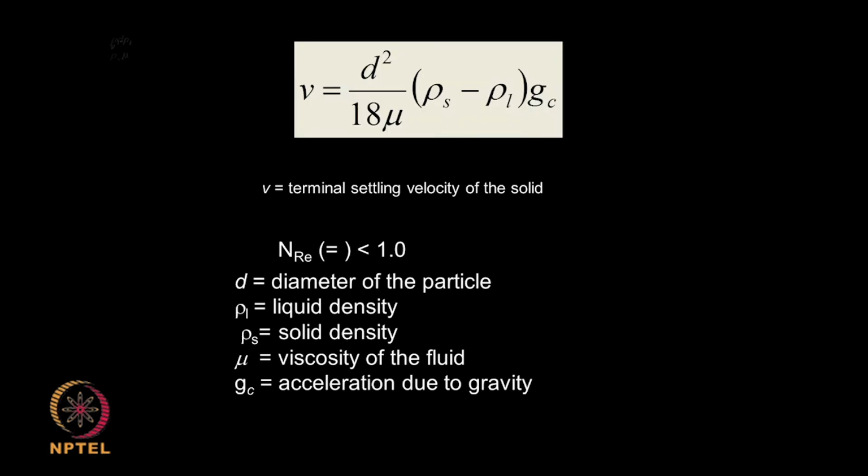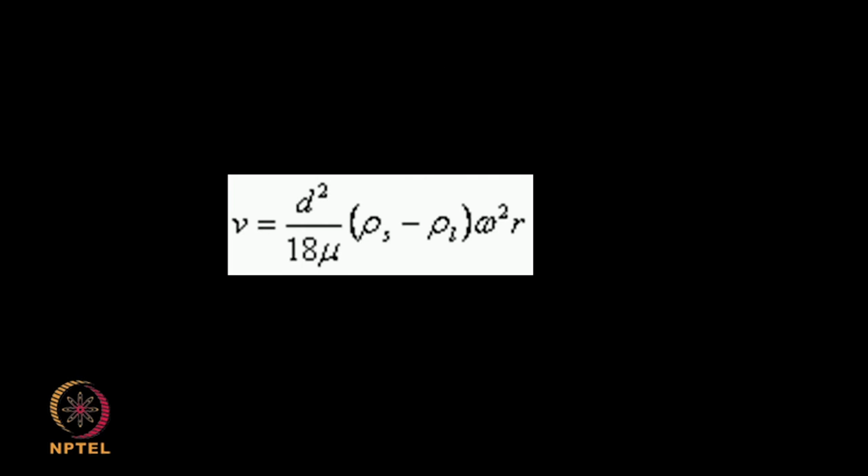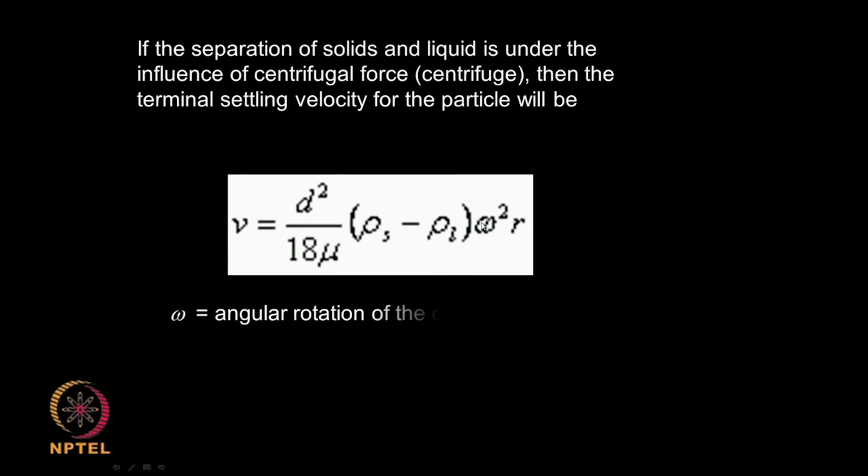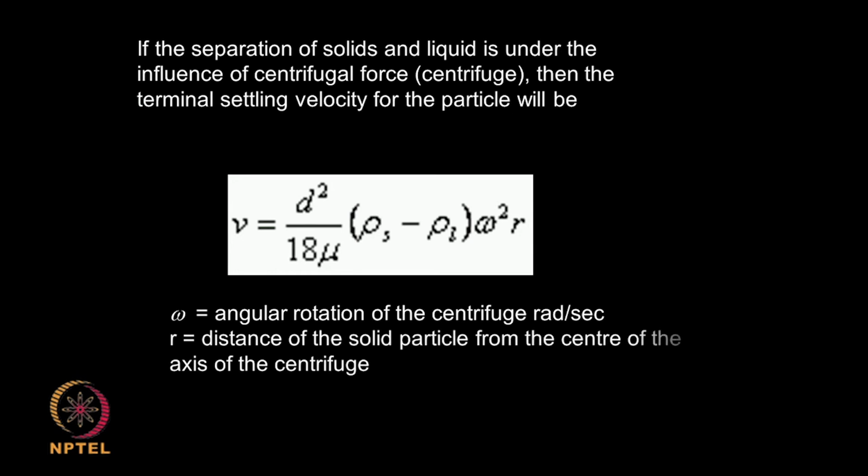That is very important. When you have settling taking place in a centrifuge, then instead of g, which is the gravitational force, you will have omega square r, okay. What is omega square r? Omega is the angular rotation of the centrifuge, that is radians per second. R is the distance of the solid particle from the center of the axis, okay. The further the particle is from the center, the higher the driving force, that is why you have r here, and the larger your RPM, the larger will be your settling velocity.